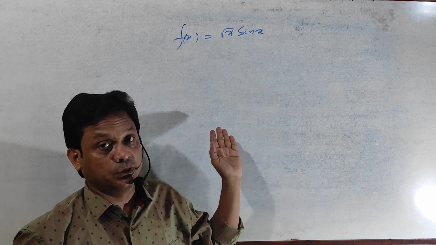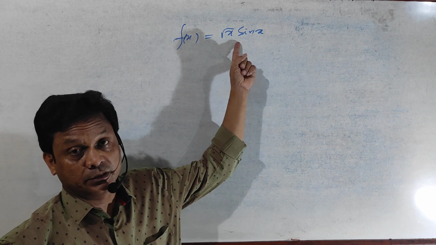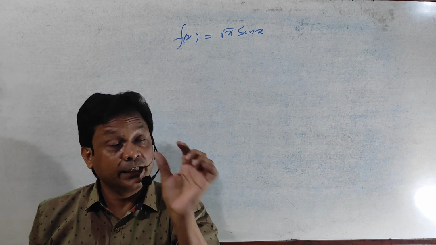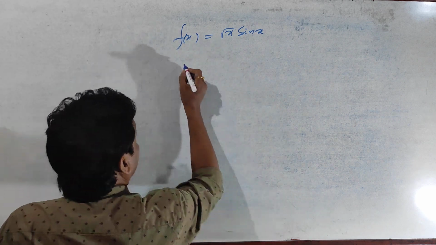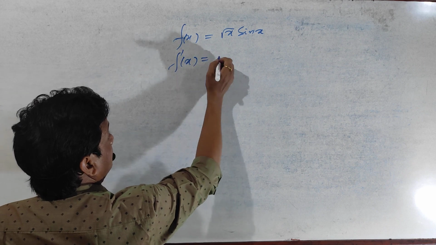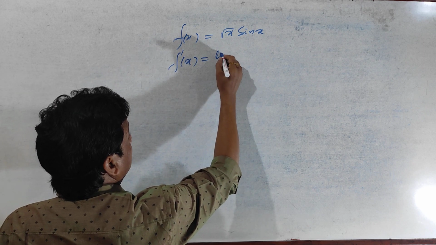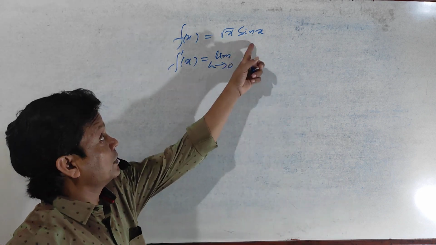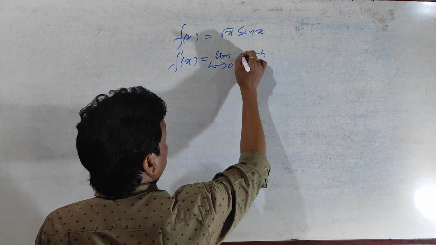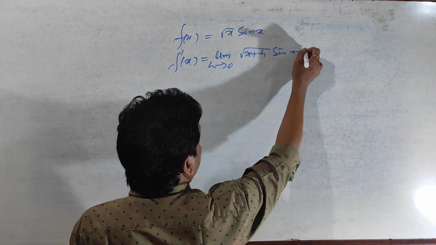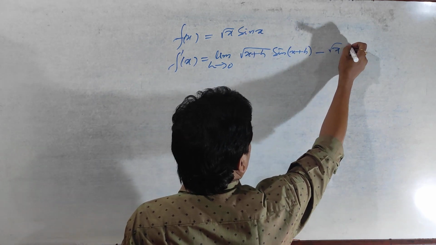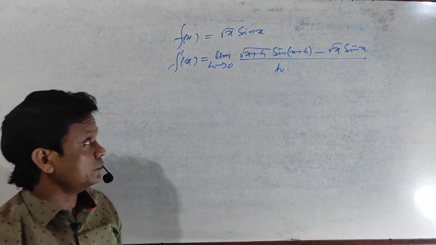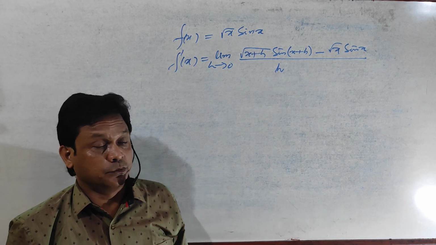Okay, so how to do this one? I am given root x, root over of x, not simply x. If it will be x, that will be very easy. But intentionally I have written root over of x. So I am giving a common process. Limit h tends to 0. I have told you, in place of x, write x plus h. That means root of x plus h into sine of x plus h minus root x into sine x divided by h. Clear? So how to do this one?